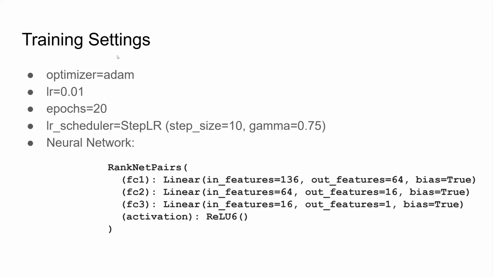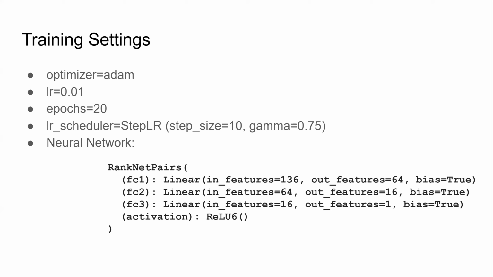the training setting that I use, the optimizer that they use, is the Adam optimizer. The learning rate is 0.01. It's a standard learning rate, nothing much in this. And they train it over 20 epochs. And yeah, they also use an LR scheduler, which is step LR, step size of 10, and the reducing factor is 0.75. And yeah, the neural network that we talked about consists of two layers.